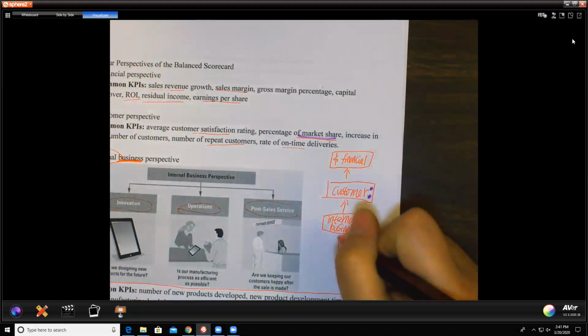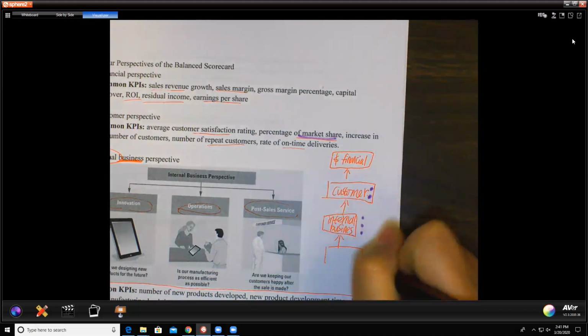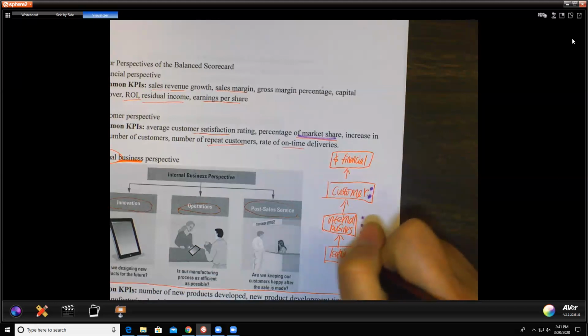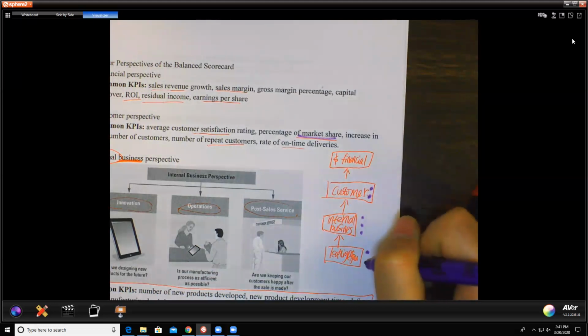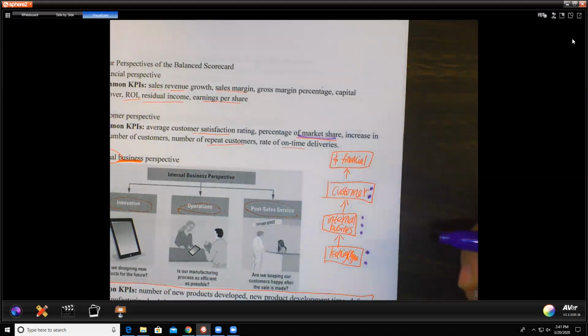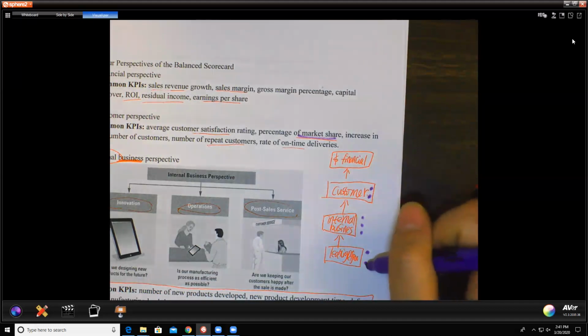So which is our learning and growth, right? Learning and growth. We said two main things. One is you have to have good employees. You don't want to get dumb employees like me. And the second, you also want to have good information system capability.